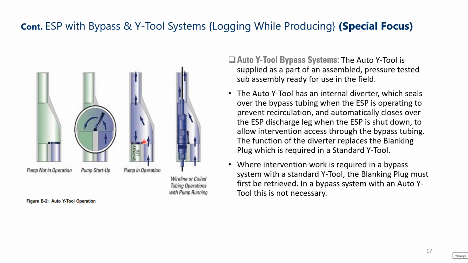In the second picture, the flapper closes on the bypass side, allowing the ESP to produce. So the way the flapper works is, if the ESP is running, there will be a pressure coming from the side that is offset. It will push the flapper upward, and then the flapper will rest, closing this bypass side, and the ESP will produce. The moment the ESP stops, pressure here will go down, and the flapper will go back to seal the ESP side. Any activity for wireline, for coil tubing, can only then come and run in the place. So this auto Y tool, it doesn't require a plug.